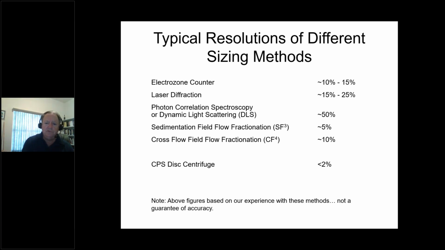Sedimentation field flow fractionation is quite good. It's 5%. Cross-flow field flow fractionation, related to sedimentation field flow, is 10%, and of course the Disc Centrifuge, differential sedimentation, better than 2%. I want to emphasize that these are based on our experience in actually using these instruments. It's not a guarantee of accuracy. Maybe someone has developed a new laser diffraction instrument that's better than this, but everything that we've seen until now is consistent with the numbers I've shown. So if you look at these, you can see the advantage of differential sedimentation and why it's so high in resolution as a particle characterization method.